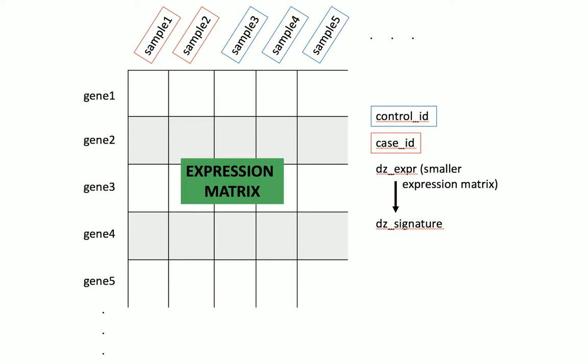This image shows the critical features required to run the pipeline. You'll need control ID, a character vector of column names of an expression matrix, and case ID, which is different columns of the same expression matrix. Those will go into creating DZ-EXPR, which is a smaller expression matrix, which will be used to create the disease signature.